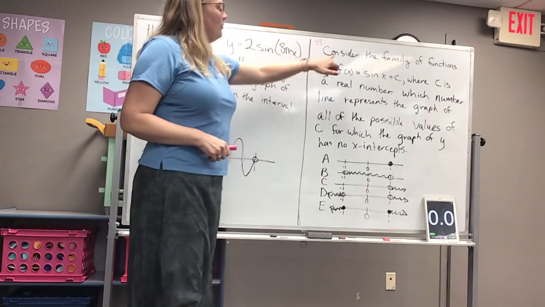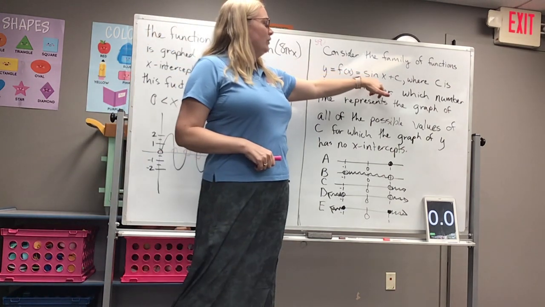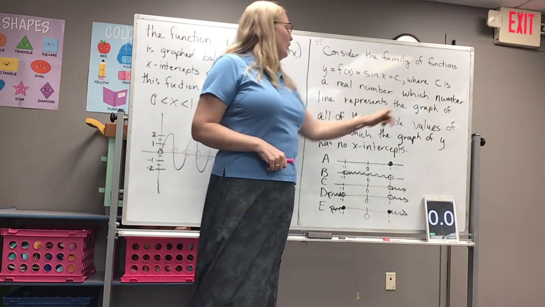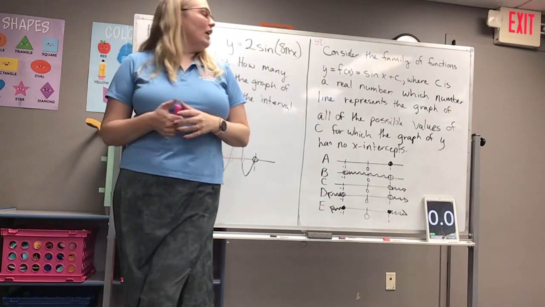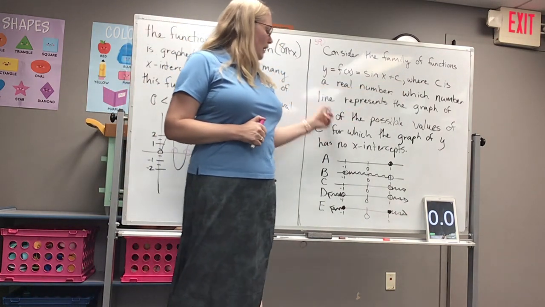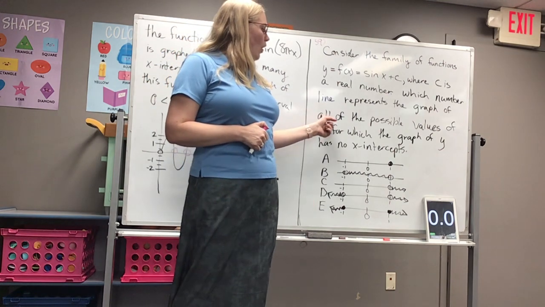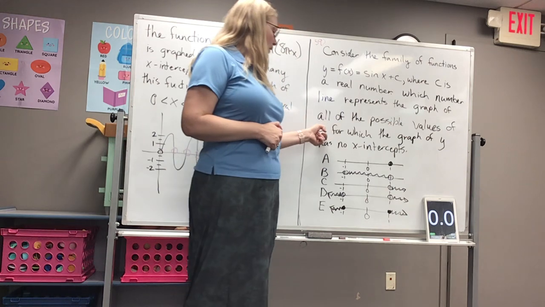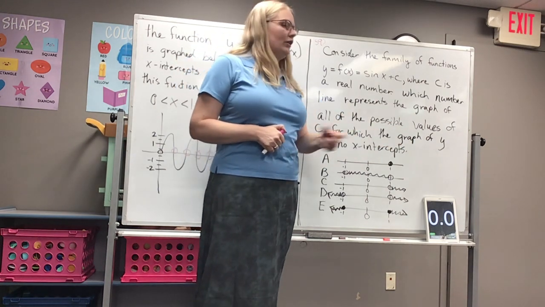It says, consider the family of functions where y is the function of x and it equals sine x plus c, where c is a real number. So we're dealing with a variable in the equation. It could change any which way, but we just know it's a real number. And which number line, there are 5 of them below, represents the graph of all the possible values of c, for which the graph of y has no y-intercepts.